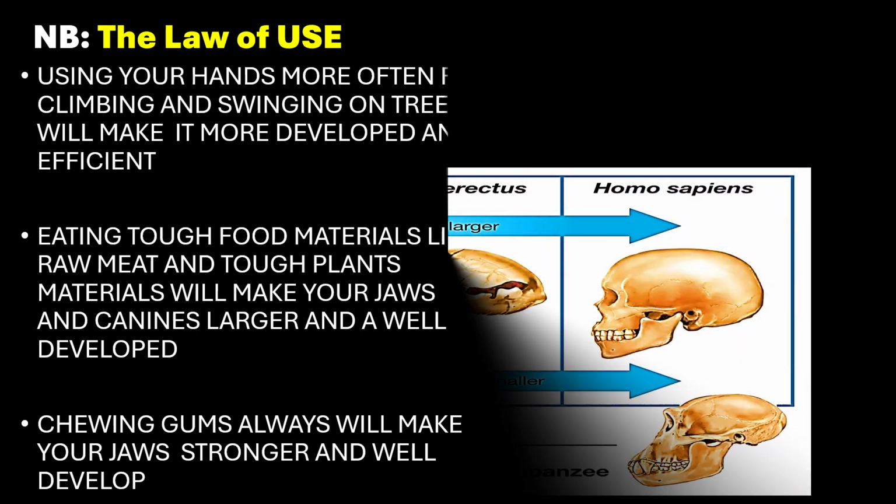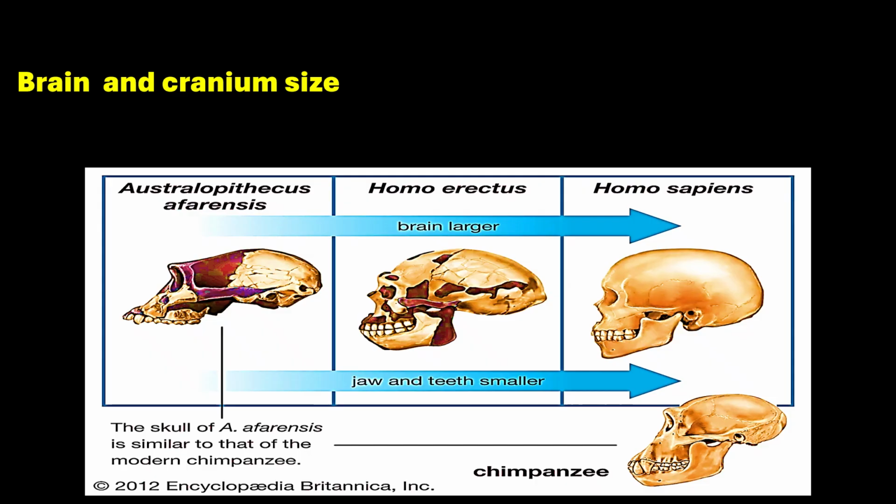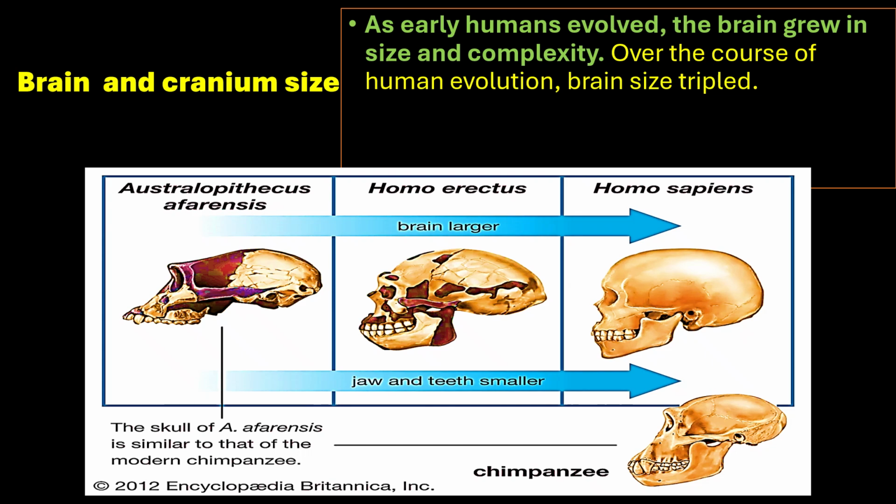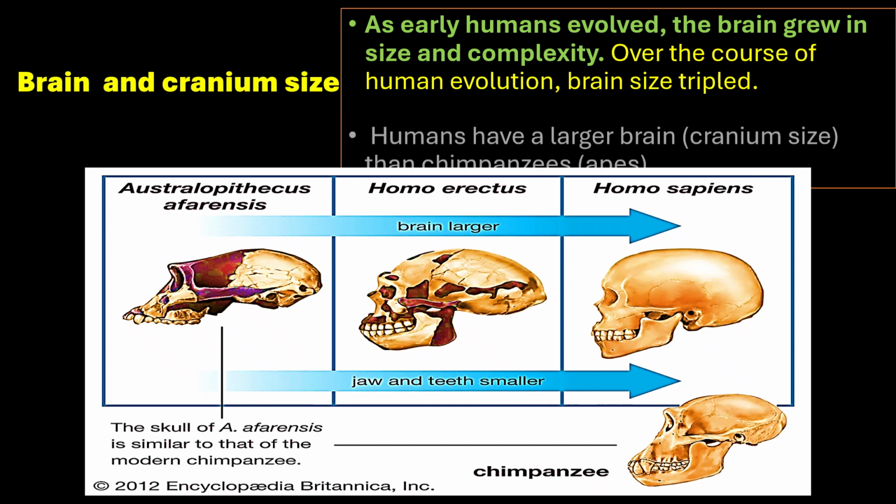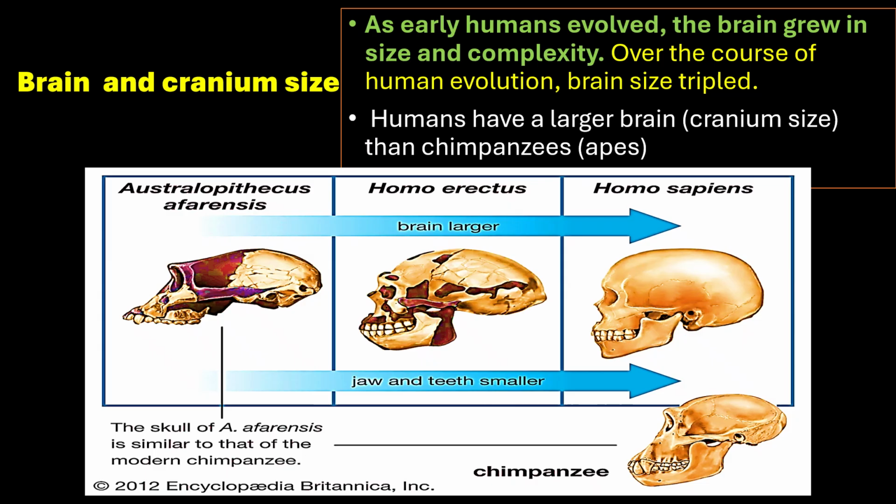So let's look at something here. We have the brain and the cranial size. We have to compare the two in the case of humans, Australopithecus, and Homo erectus, Homo sapiens. If you look closely, it tells us as early humans evolved, the brain grew in size and complexity. Over the course of human evolution, brain size tripled. Humans have a larger brain or cranium size than chimpanzee. So the human skull here is way larger than Australopithecus or even chimpanzee.